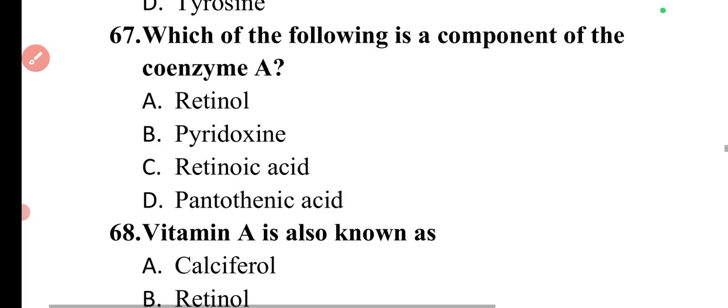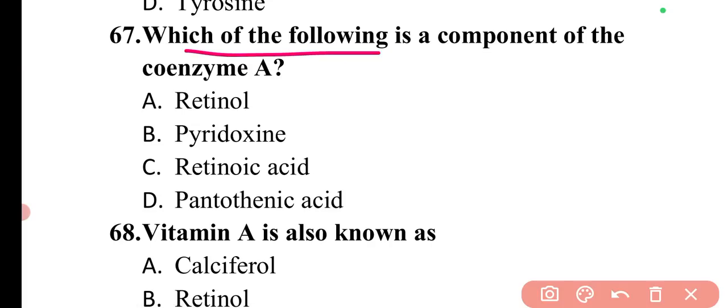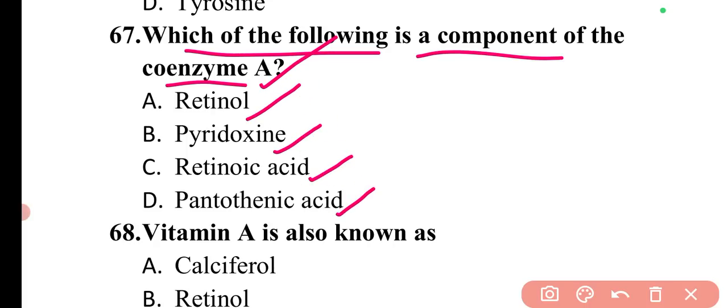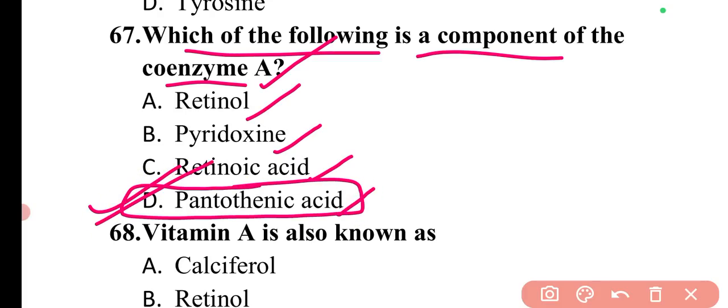Next question is, which of the following is a component of the coenzyme A? Options are retinol, pyridoxine, retinoic acid, or pantothenic acid. And the correct answer is option number D, pantothenic acid.